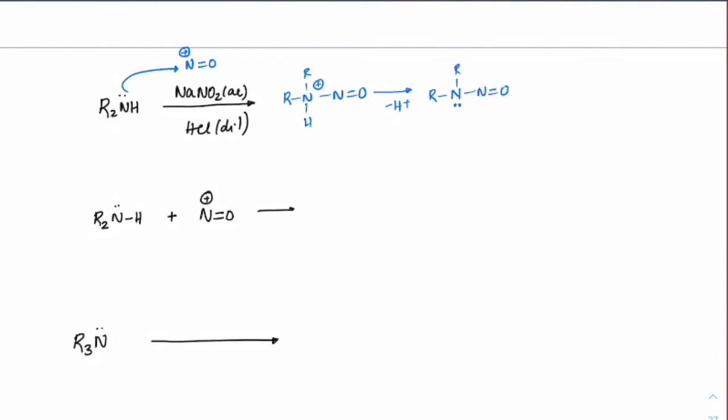Okay. If you see, it would have a lone pair resonance here. So we'll have R2N+=N-O-. So this compound becomes stable. Got it? So it is a stable compound because it would have resonance stabilization and there is no net charge on it. So it is a stable compound and it appears as a yellow, oily liquid.